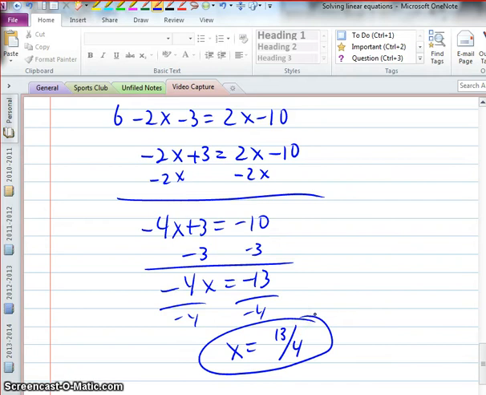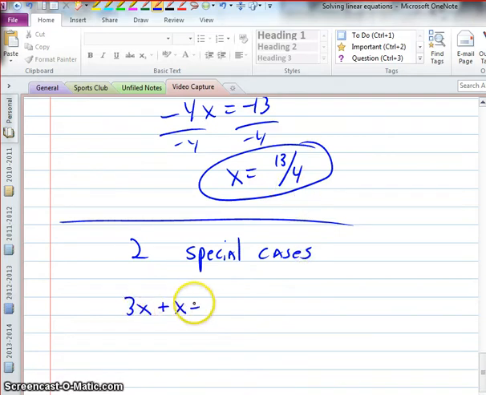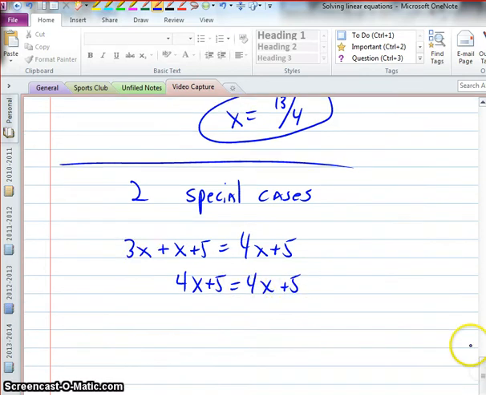Those are the only 6 problems that I really wanted to show you, but I wanted to give you a couple more of something you might see down the road. I call these 2 special cases. The first one, this example, is 3x plus x plus 5 equals 4x plus 5. So when you simplify on the left-hand side by combining the variables together, you get 4x plus 5 equals 4x plus 5. Now if I subtract 4x from both sides, I get 5 equals 5.